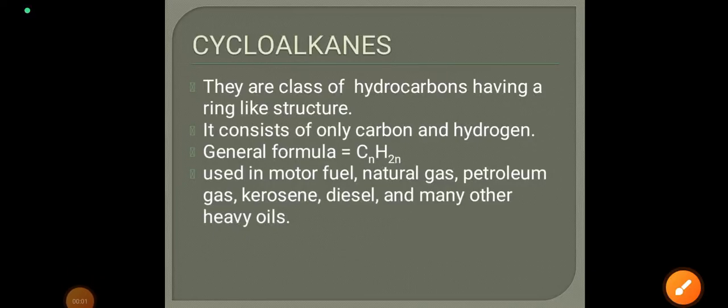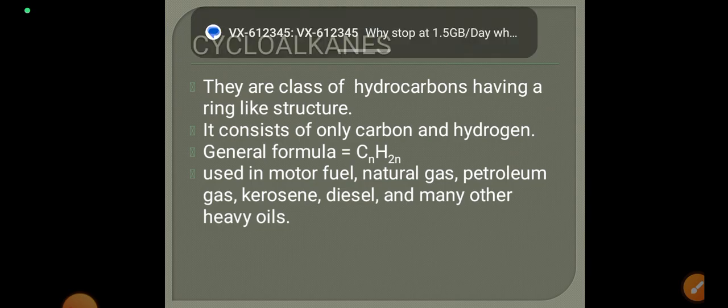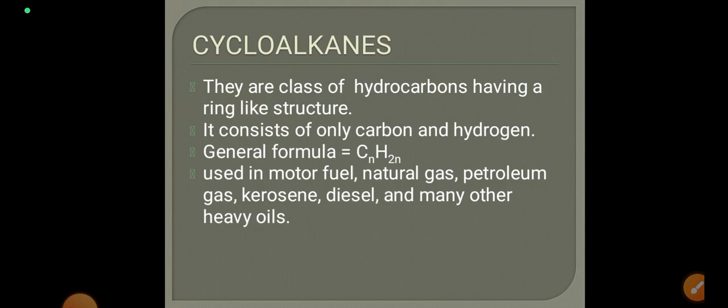Hi everyone, today let us learn about cycloalkanes. They are a class of hydrocarbons having a ring-like structure. They consist of only carbon and hydrogen. Since they are a group of hydrocarbons, as the name itself suggests, they are primarily made up of carbon and hydrogen. The general formula of cycloalkane is CnH2n.